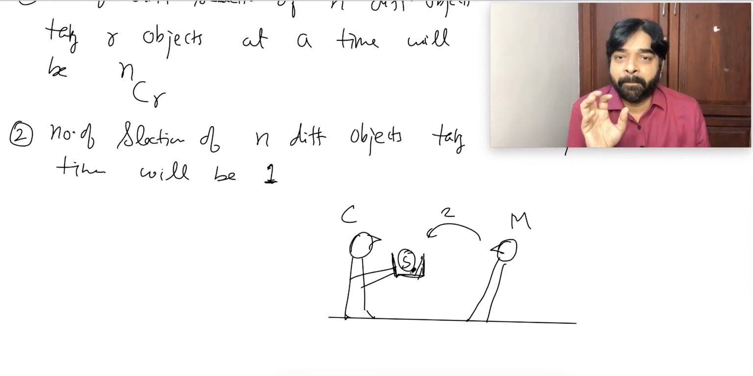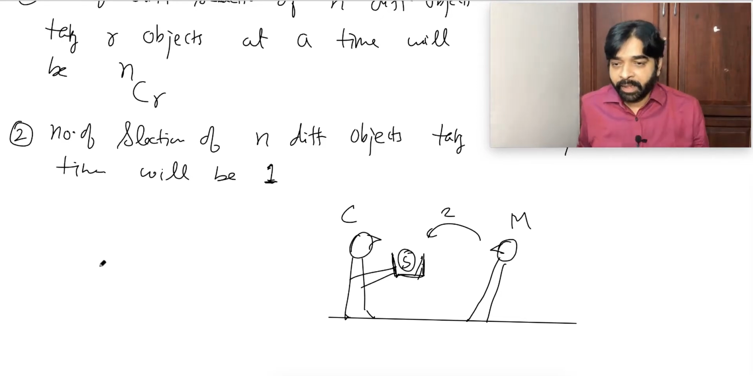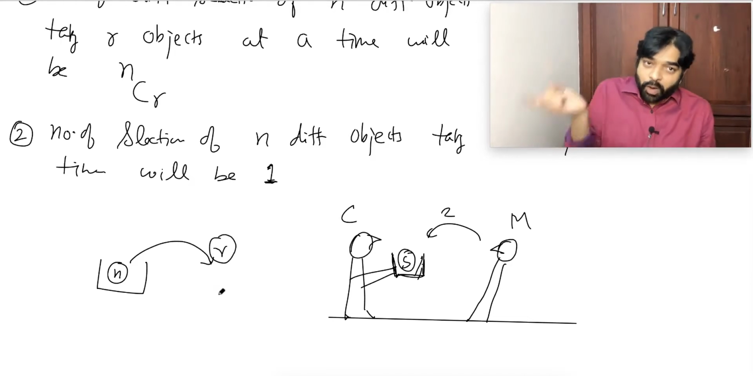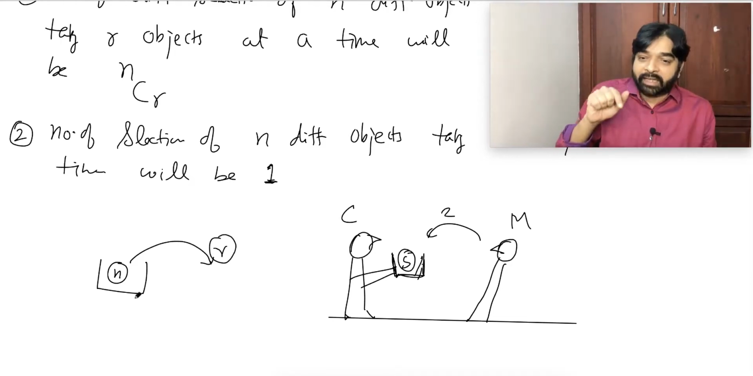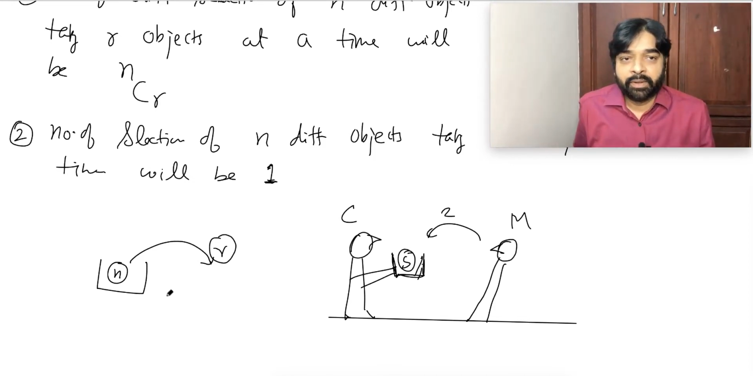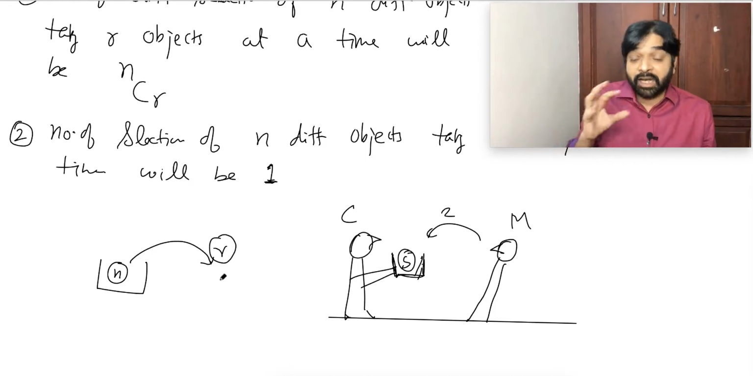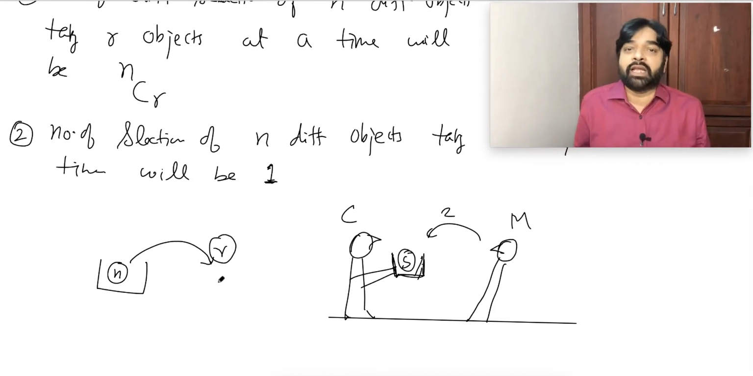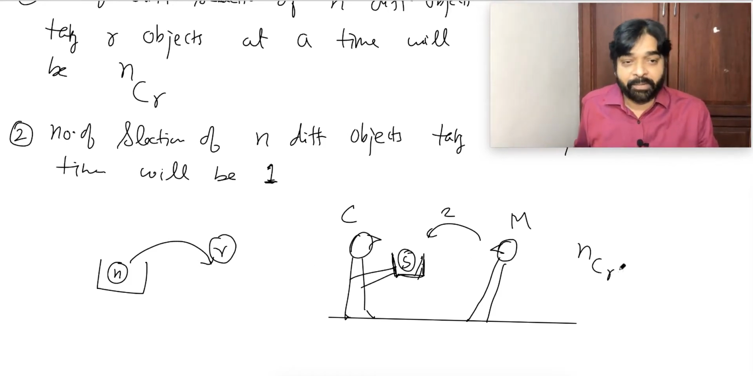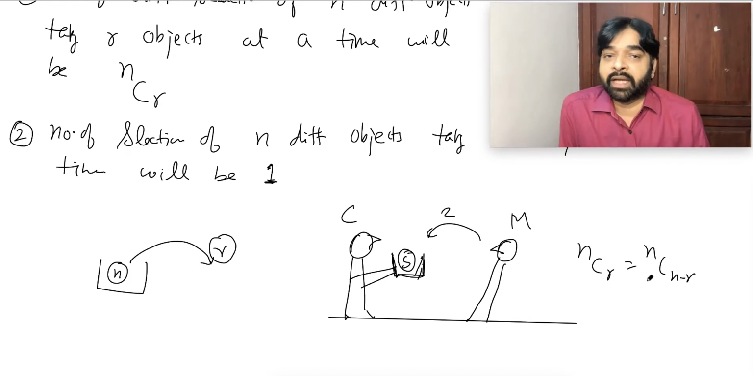Understood everybody? If I say there are n objects, and you select R objects out of them, you are doing an R object selection, but indirectly the container is doing an n minus R object selection. Yes or no? So the selection of R objects is equivalent to the selection of n minus R objects, meaning nCr will be equal to nC(n minus r). That is the reason why we say nCr equals nC(n minus r). Have you understood the point?